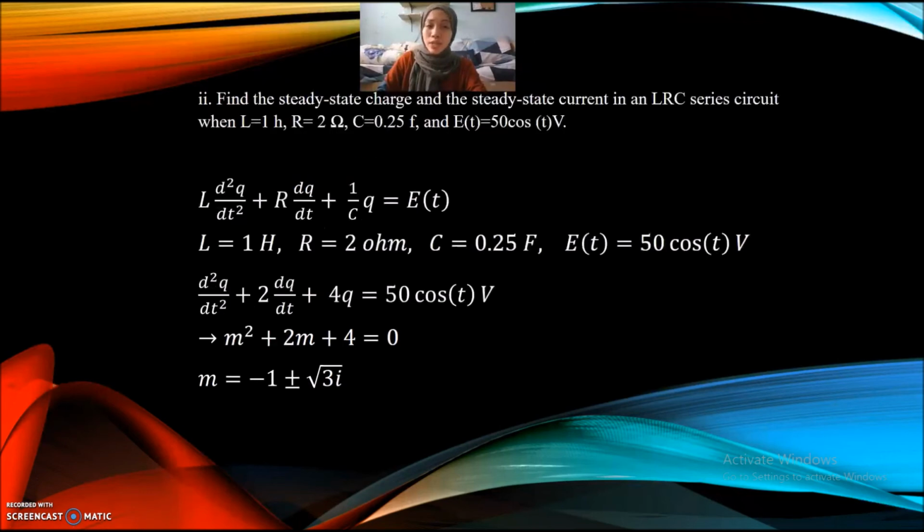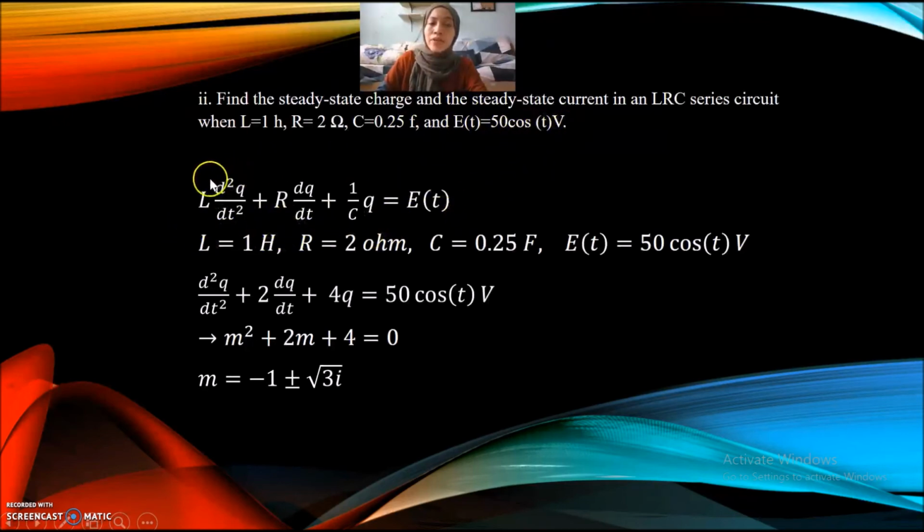Okay, the next question is: find the steady state charge and the steady state current in an LRC series circuit when L equals 1 H, R equals 2 ohms, C equals 0.25 F, and the impressed voltage equals 50 cos t V.